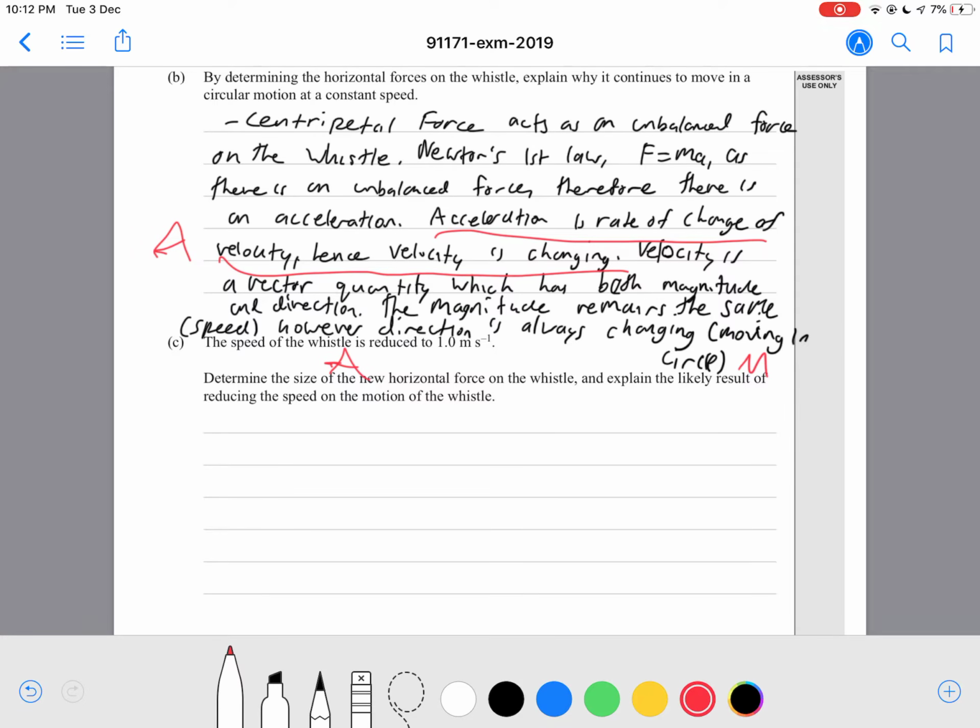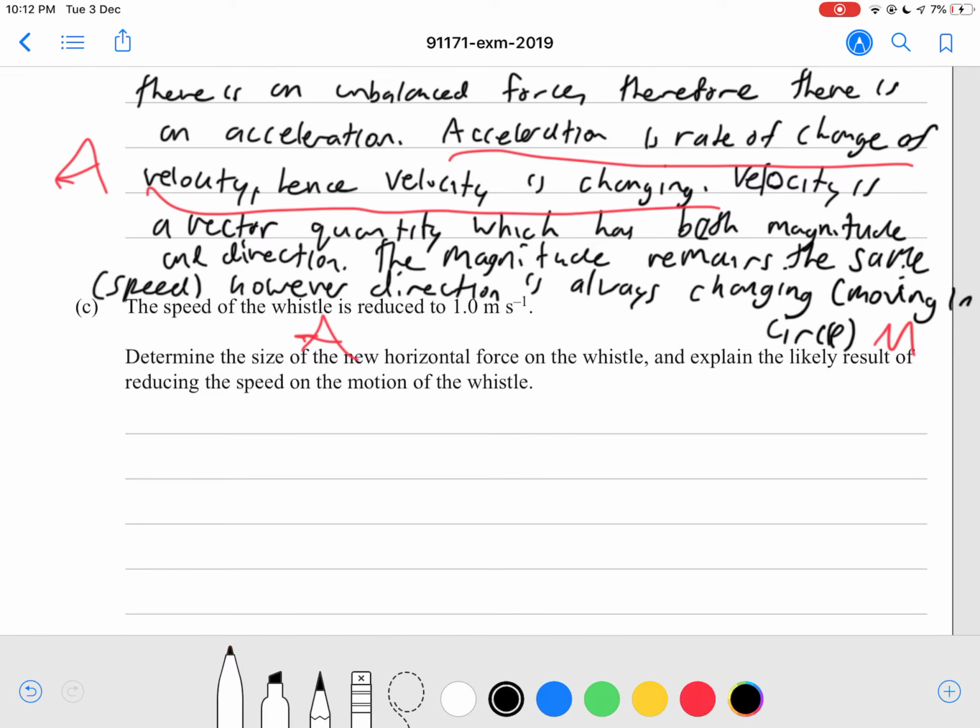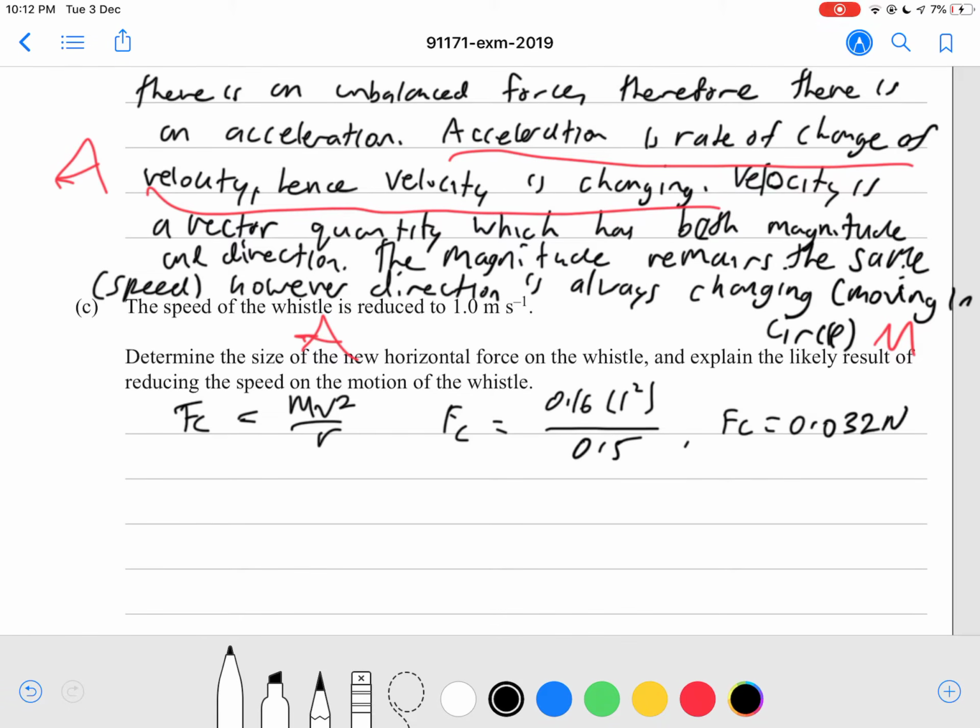Okay, the speed of the whistle is reduced to 1 meter per second. Determine the new size of the new horizontal force on the whistle and explain the likely results of reducing the speed on the motion of the whistle. So we know that Fc is equal to mv squared over r. So therefore, our centripetal force is equal to our mass, which is 0.16, times our velocity, which was reduced to 1, so 1 squared, over r, which remains at 0.5. So we get that our new Fc is equal to 0.032 newtons.